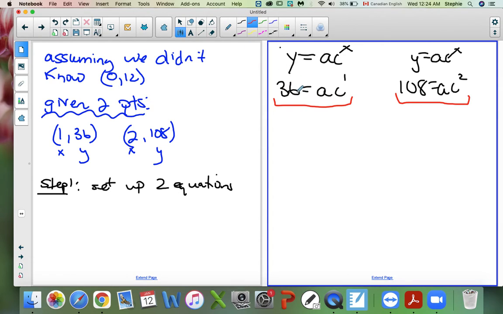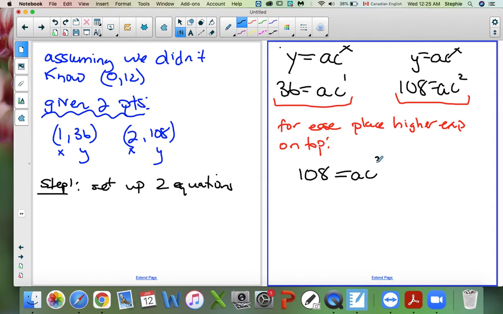Now, I can do either or, but I like to put my bigger exponents on the top. So for ease, place higher exponent on top. You can do it both ways. You can set them up either or. So I'm going to set up the equation as 108 is equal to a c to the 2. And you could do it in multiple ways. I'll just show you one way. Over 36 is equal to a c to the 1.